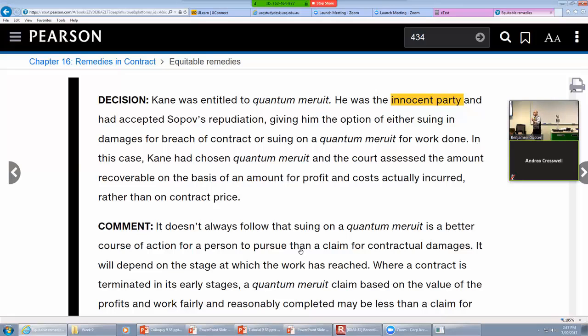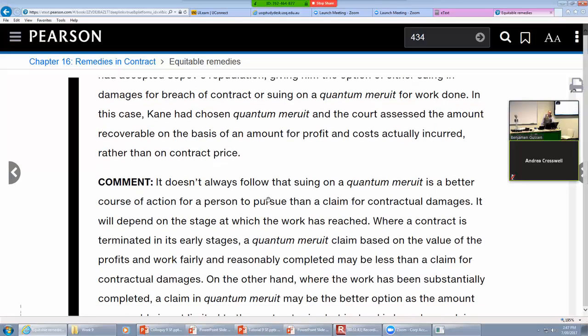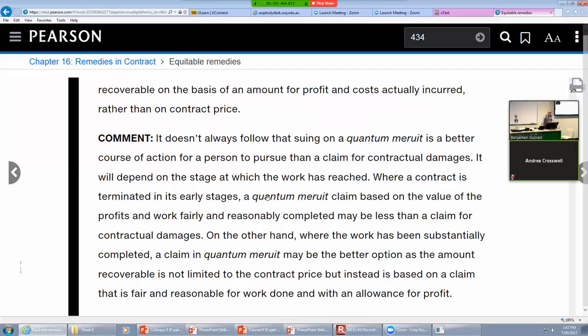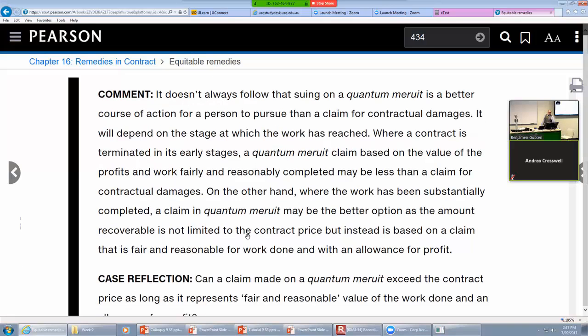How do you decide which one is best? So they said, in this case, the plaintiff chose quantum meruit and the court assessed the amount recoverable on the basis of an amount for profit and costs actually incurred rather than on contract price. That would be better for you actually, because he was working for the whole year and not just the 130 days. And because of this idea of the damages that were liquidated in the contract.